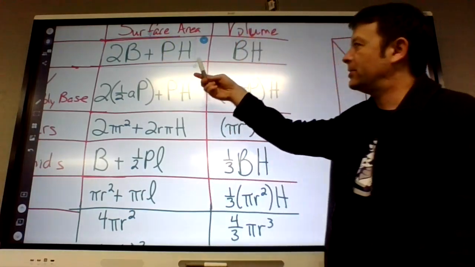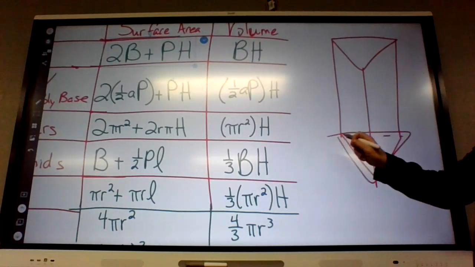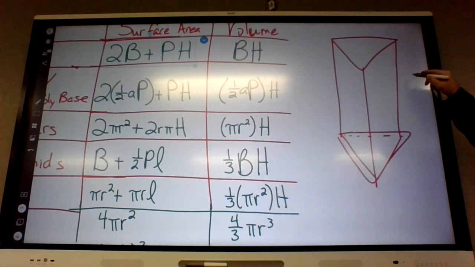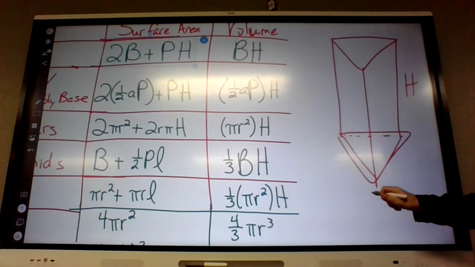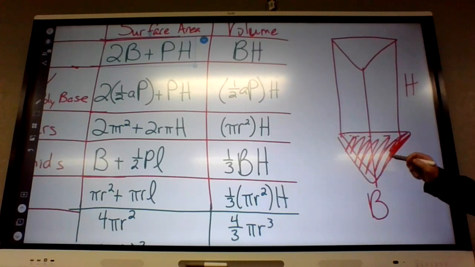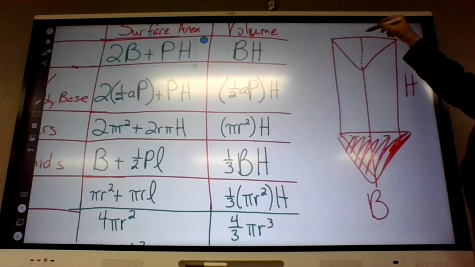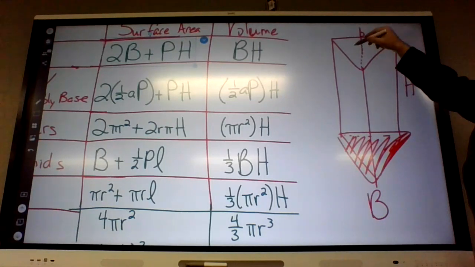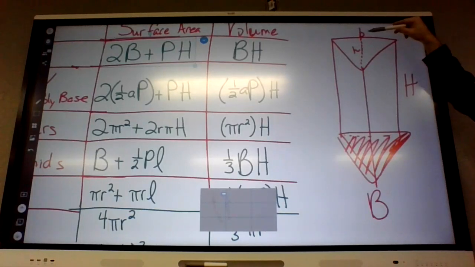P stands for perimeter of the base. So like, how far around is it? And then H stands for the height of the prism. Okay, it's kind of confusing because the capital B stands for the area of the base, right? Like how big is this? The capital H stands for the height of the prism, but the little triangular base also has a base and a height. Does that make sense? So we just call that a little b and a little h.